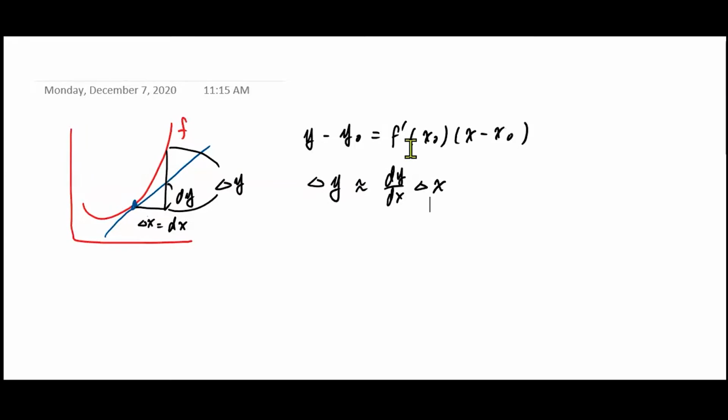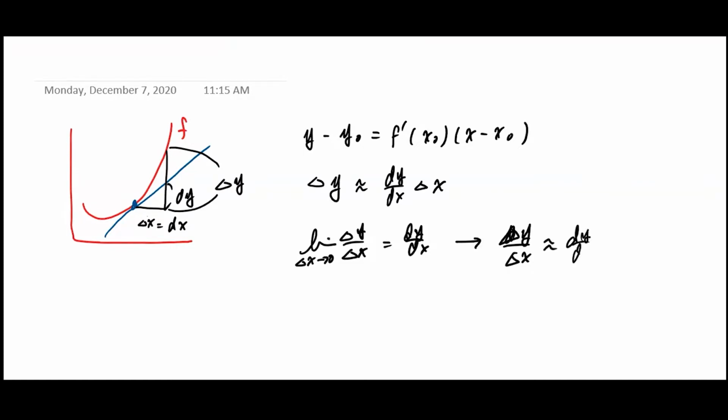And after all, the limit of delta y over delta x as delta x approaches 0 is equal to dy over dx. You know what I'm saying? So that tells you that delta y over delta x is approximately equal to dy over dx anyway. And that's another way of looking at it. So we get this equation.